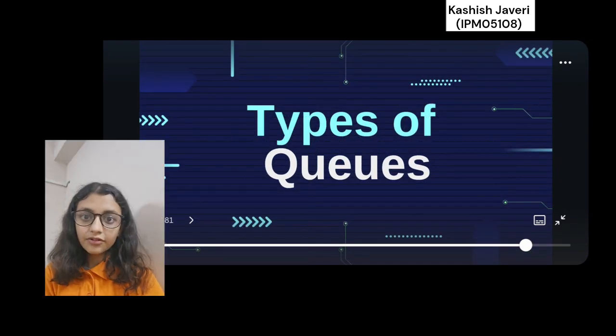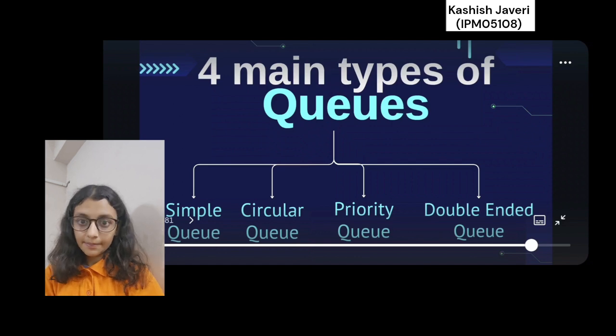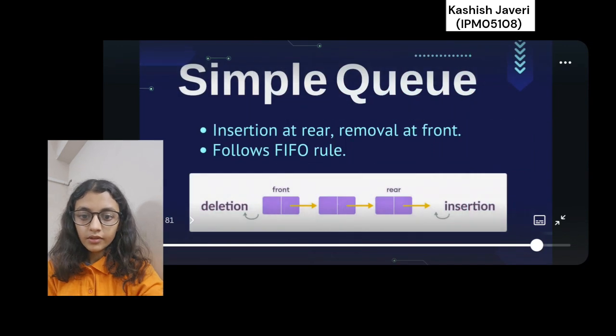Now let's discuss the four main types of queues, which are simple queue, circular queue, priority queue, and double-ended queue. First is the simple queue. In a simple queue, insertion takes place at the rear and removal occurs at the front. It strictly follows the FIFO rule, as seen in the picture.